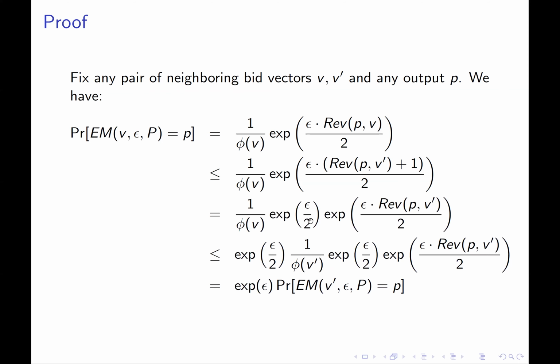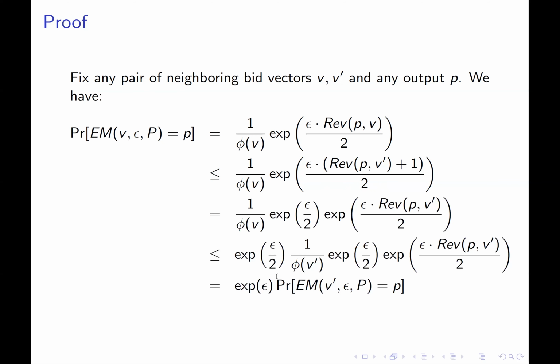And what we get is exactly what we wanted: the probability that we output some price p, if you tell the truth, is equal to the probability that we would have output the same price p if you deviated, possibly larger or smaller by a factor of e to the epsilon, but not more than that.